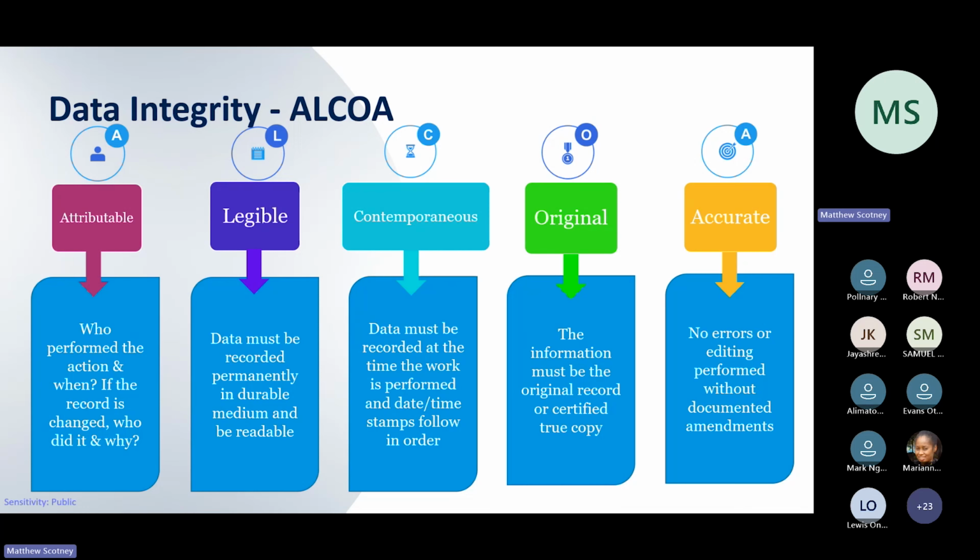The other thing we're looking at is the originality of the information. So when we capture that first piece of information, that's the original piece of information. Then if it's ever transcribed, we need to know that that transcription process is correct. And that's very important when we talk about computerized systems, because data can move from one system to another system. So how do we know that the information is correct?